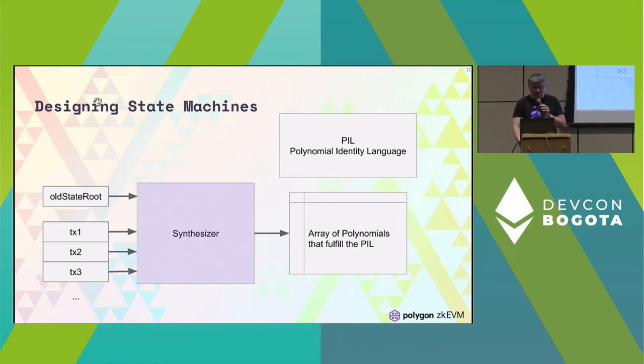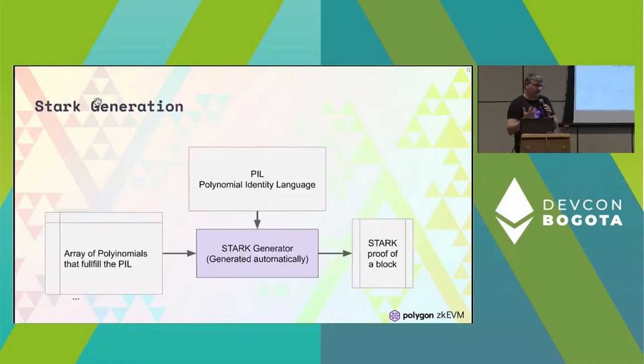This is the zkVM that we're building. Mainly we are using PIL, this Polynomial Identity Language, to build the full system. At the end, what we have is a set of polynomials with a set of identities that need to be fulfilled. The idea is that once you have this PIL, you can generate automatically a STARK. And not only that, with this STARK, you can also automatically generate a SNARK that verifies that other STARK.